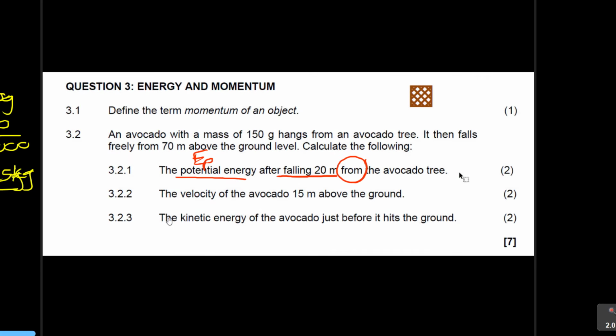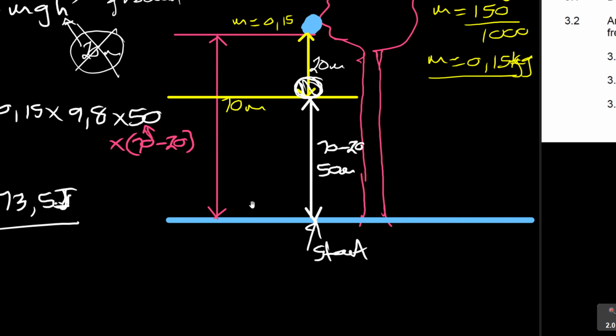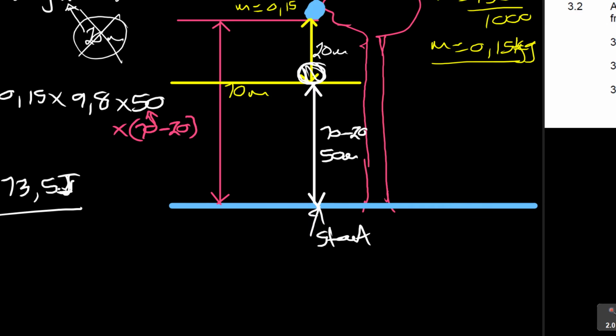The second question is the velocity of the avocado, 15 meters. Look at the keywords there. The velocity now of the avocado, which is our V, 15 meters, is above the ground, which means our reference is the ground. So if I'm 15 meters above the ground, let's say my 15 meters is here, and I'll divide my line like that. So this is my 15 meters.